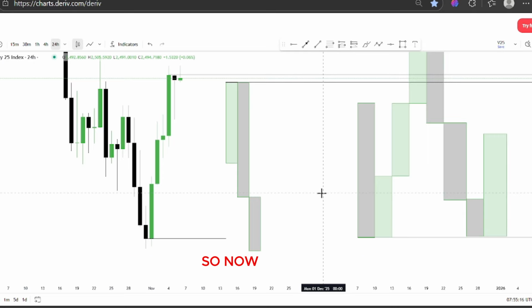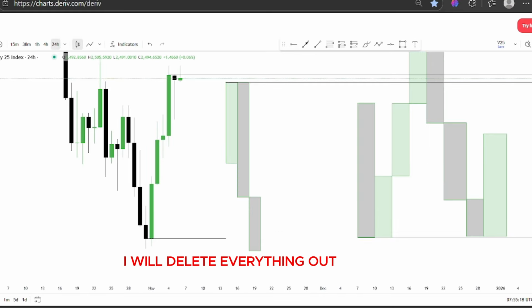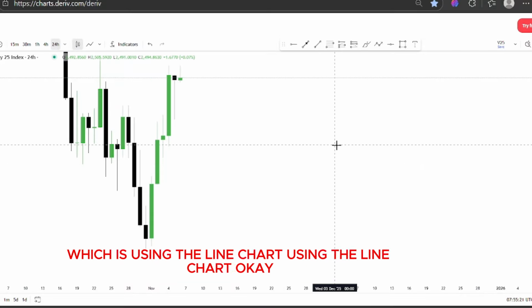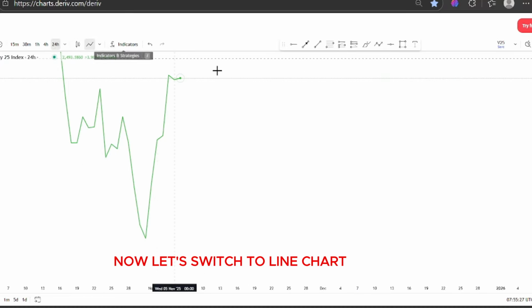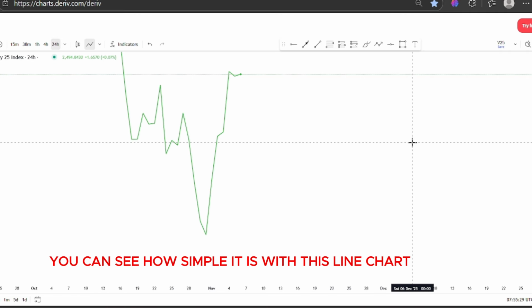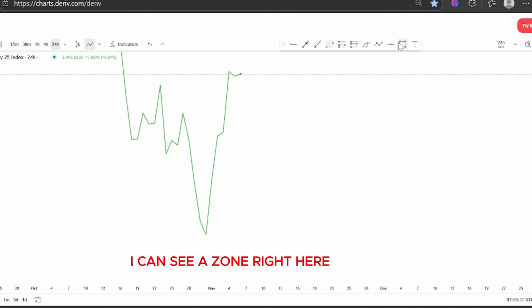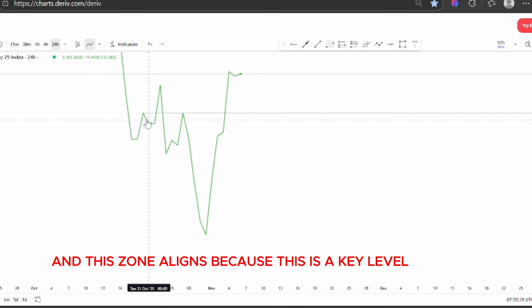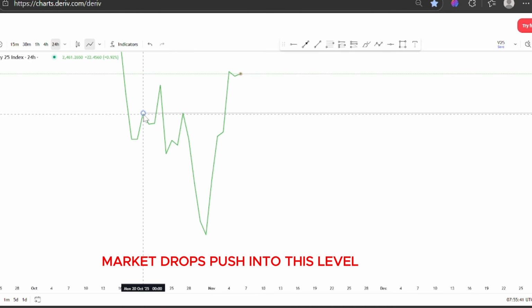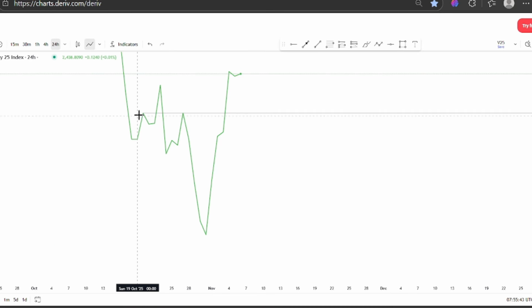It's very simple. So now I'll delete everything and show you the second approach, which is using the line chart. Okay, now let's switch to line charts. You can see how simple it is. With this line chart, I can see a zone right here. You can see a zone here, and this zone and this zone align because this is a key level. You can see what happened. Market drops, pushes into this level. There was a key level here.